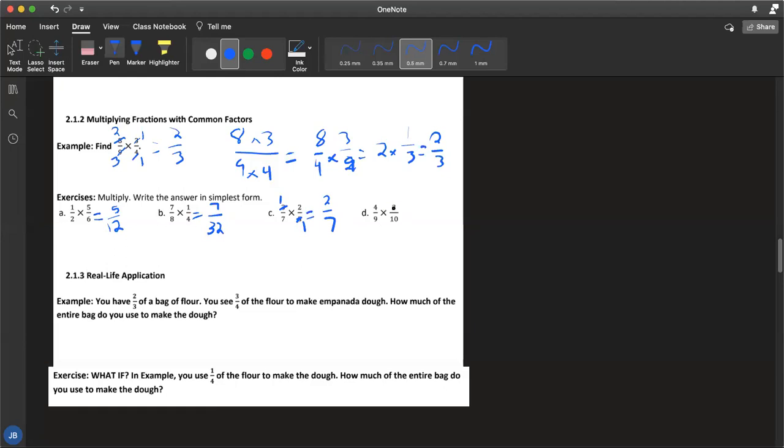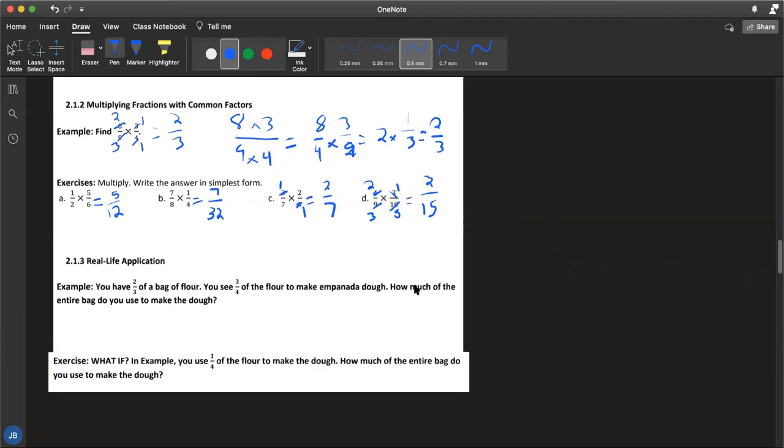Same here, 3 goes into 9 3 times, and 4 doesn't go into 10, but 2 can go into both of these. So 2 goes into 4 2 times, 2 goes into 10 5 times, and here we're left with 2 over 15. Does that make sense for everybody? I kind of blew through that fast, so if anybody has any questions, feel free to ask. Okay, is that good for everybody?